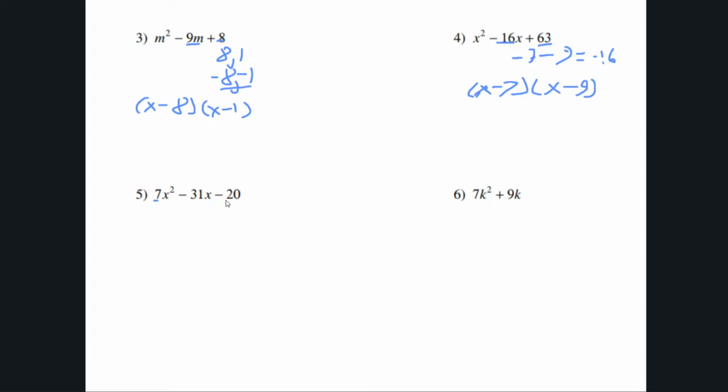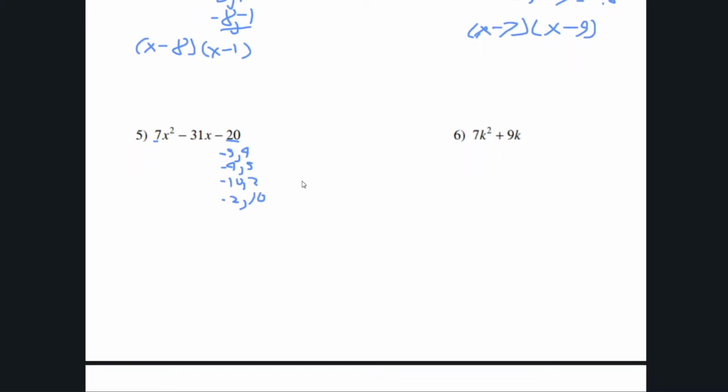We can still do the same trick, where the factors of negative 20 are going to be negative 5 and 4, negative 4 and 5, negative 10 and 2, negative 2 and 10. I don't think we're going to be looking at 20 and 1, and I don't think there's any other factors. Now, we need to find 7 times one of these, and that should sum to negative 31x.